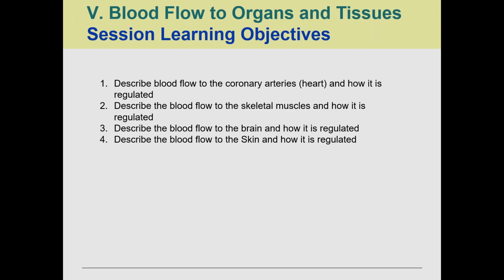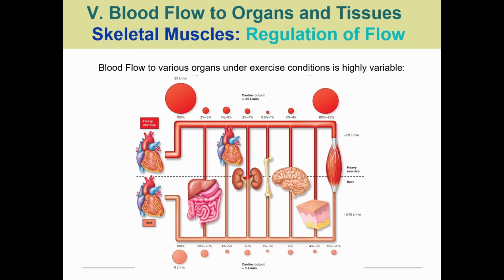All right, so now let's go ahead and talk about blood flow to organs and tissues. We'll talk about coronary arteries, so looking at how the heart's blood flow works, skeletal muscle, the brain, and the skin. Those are really the main ones we're talking about here. So let's go ahead and talk about this.